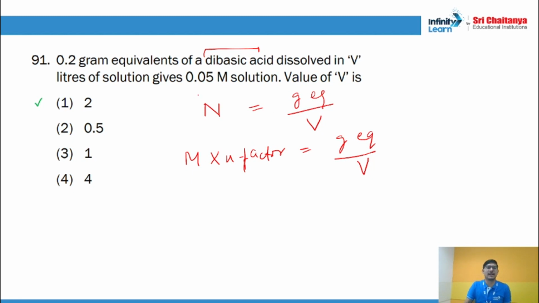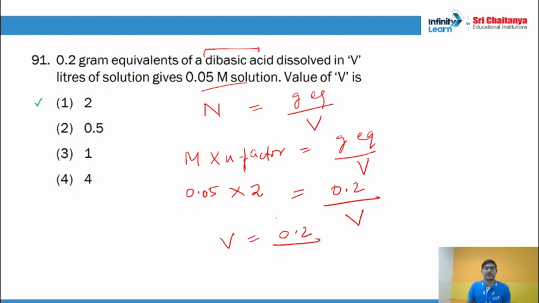So molarity, how much do we require? Molarity is given, 0.05 molar multiplied by n factor. Dibasic acid, so it will give 2 protons, n factor is 2, is equal to gram equivalents. How many gram equivalents are we dissolving? 0.2 gram equivalents divided by volume. Okay, so the volume will be 0.2 divided by, this is 0.1, so it's 2 liter.